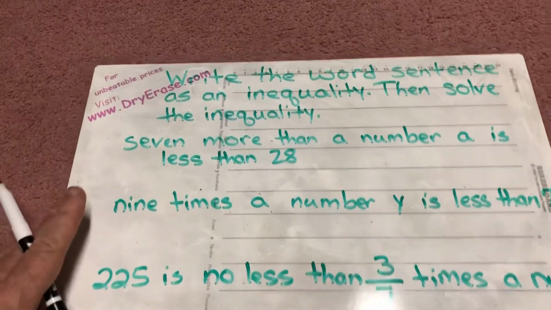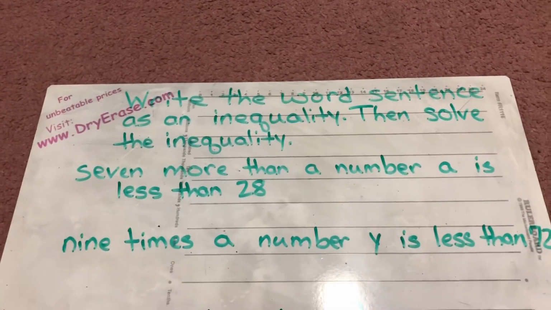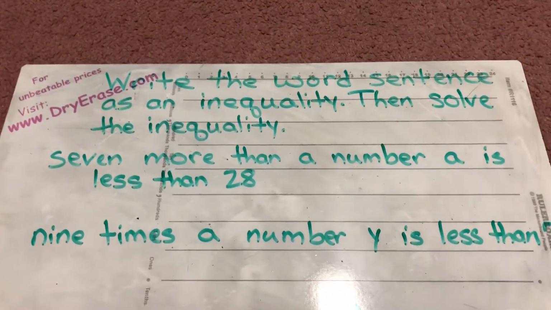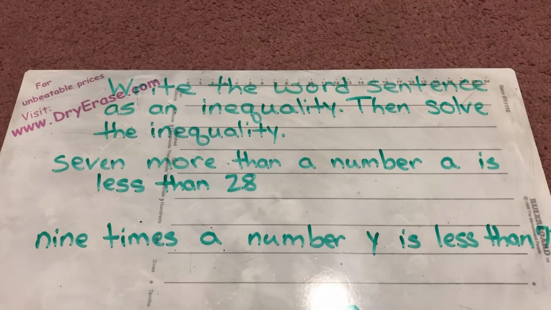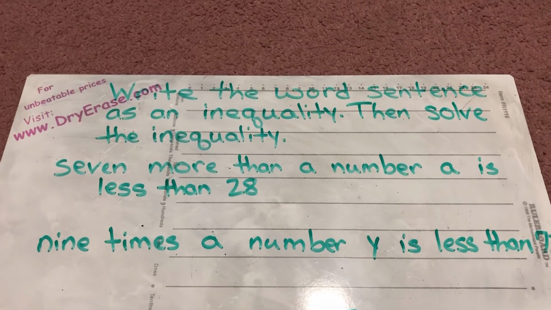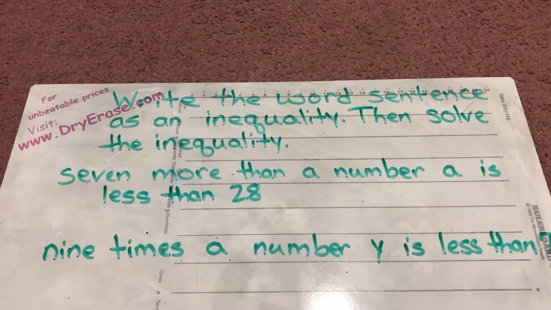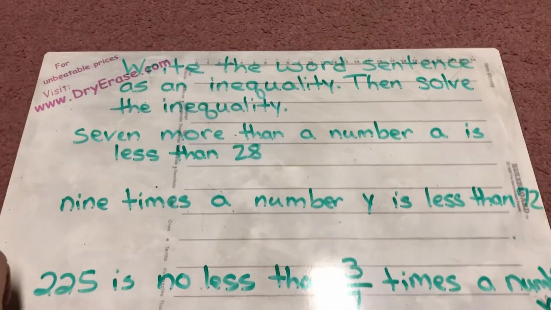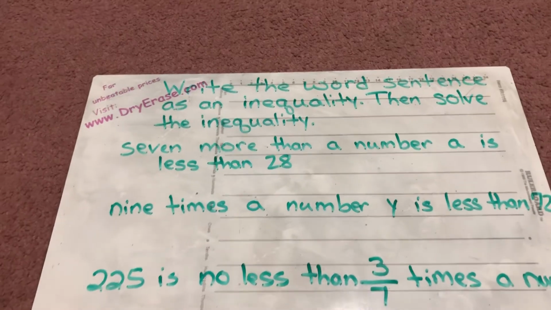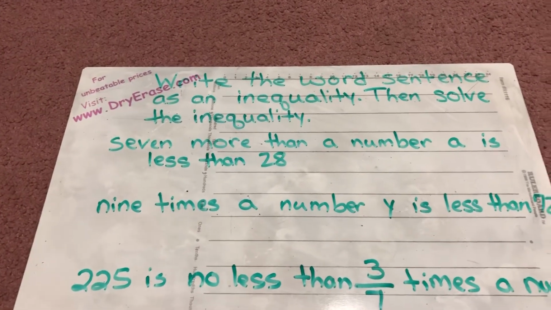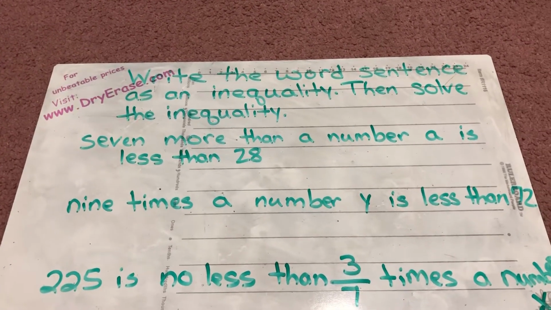Now, this first set of instructions, because you've got three sets of instructions that we're going to go over. The first set says to write the word sentence as an inequality, then solve the inequality. So we're looking at these word sentences here. We look at this first one, and it says 7 more than a number is less than 28.